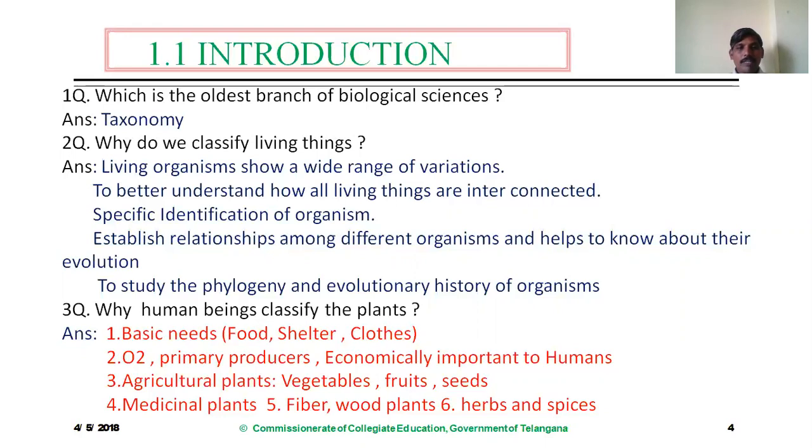Farmers cultivate different types of plants for vegetables, fruits, and seeds, and many plants are used in the medical sector, that is Ayurveda, Unani, and allopathy. These medicinal plants are also available in forests and in our surroundings. Fiber, wood plants, herbs, and spices are all obtained from plants. So only when we know the plant can we search for what usage we get from that plant. That's why human beings classify plants.